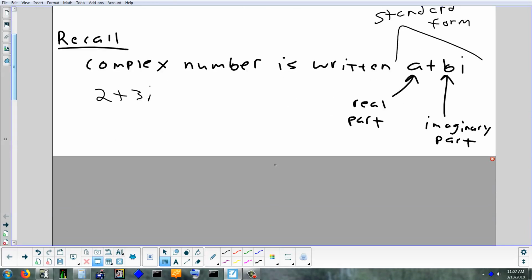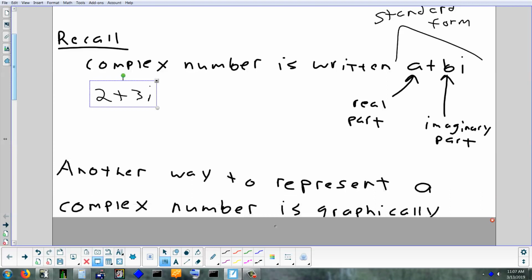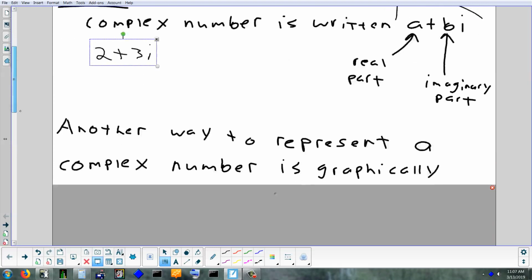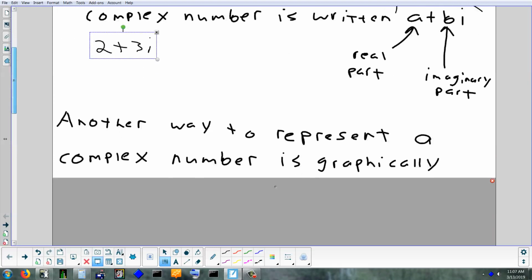We did that way back when we talked about solving quadratic equations and we got imaginary answers. That's how we would usually write it. Real part, plus or minus, in this case plus, and then an imaginary part. Well, another way we can represent a complex number is to graph it. Okay, we can actually just put a dot where the complex number is.